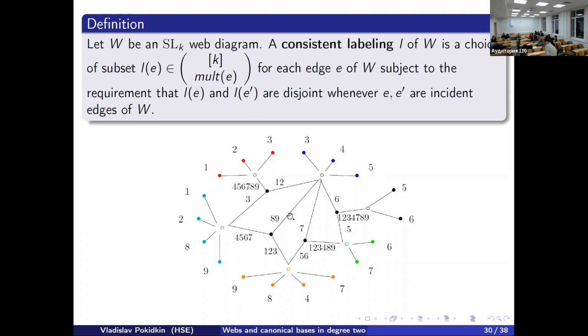Imagine a situation where you have a word, and we split this word into a few words, like three words, such that the length of each word coincides with the multiplicity of the edge. So it's not necessarily that these are numbers from 1 to n; it can be elements of an arbitrary prescribed word.